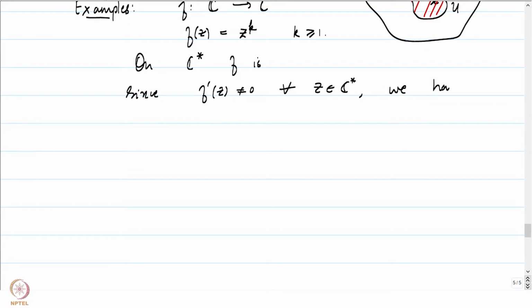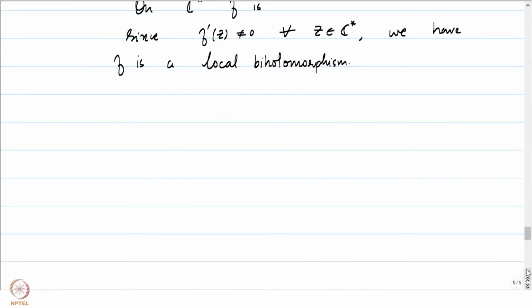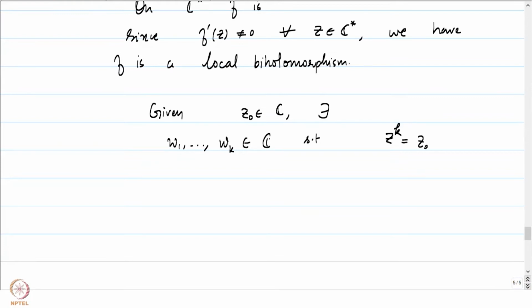So let me just note that since f prime at z is not equal to 0 for all z in C star, we have f is a local homeomorphism. In fact, a local biholomorphism. A biholomorphism is just a holomorphic map with a holomorphic inverse. Now, from one of the problems that we proved earlier, given a point z0 in C, there exist w1 to wk in C such that the equation z to the power k equals z0 has exactly the wi as solutions.